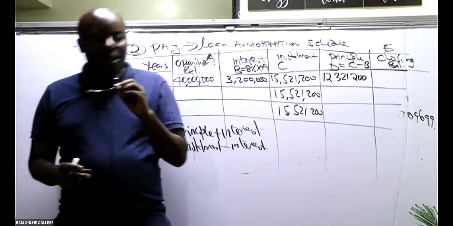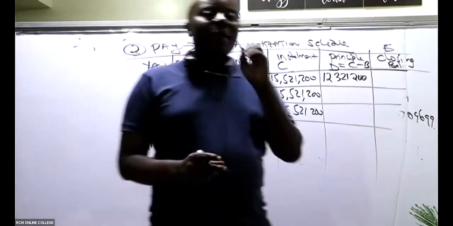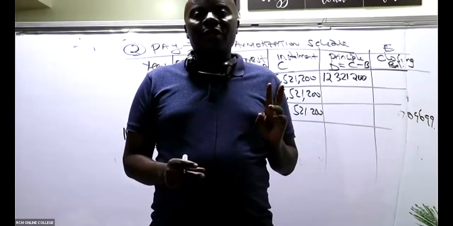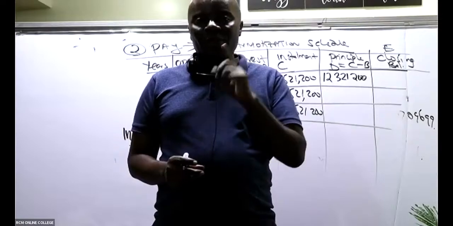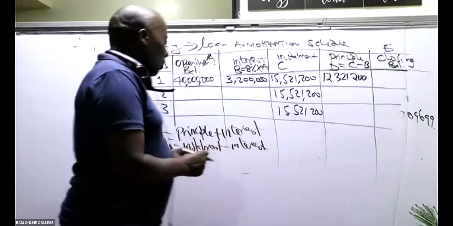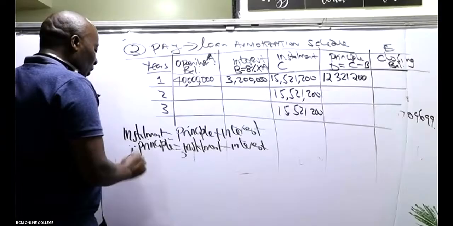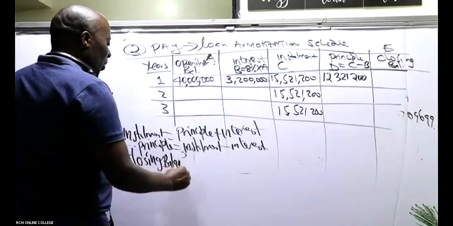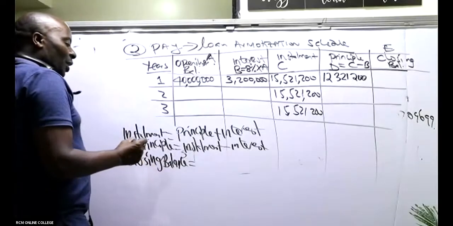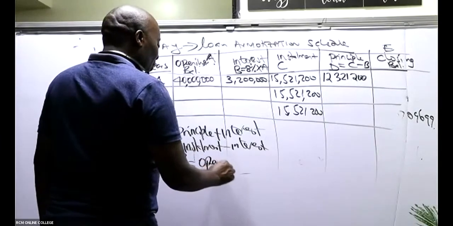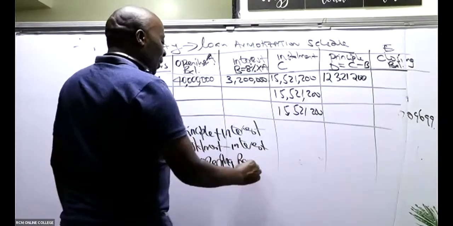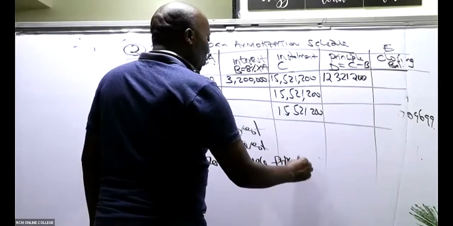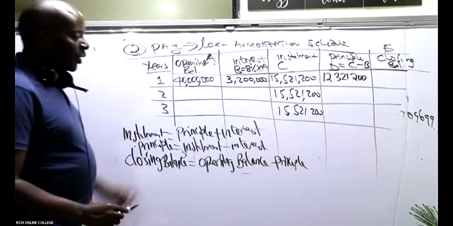Yeah, great. So in this case, remember, your balance can only be reduced by the principal payments, nothing else. So in short, for us to get the closing balance, we shall take the opening balance and subtract the principal. So you take the opening balance minus the principal.